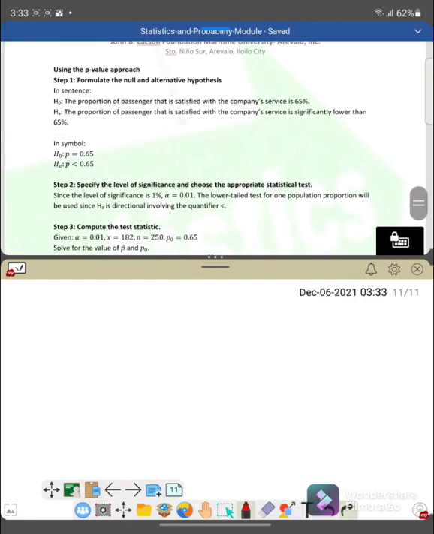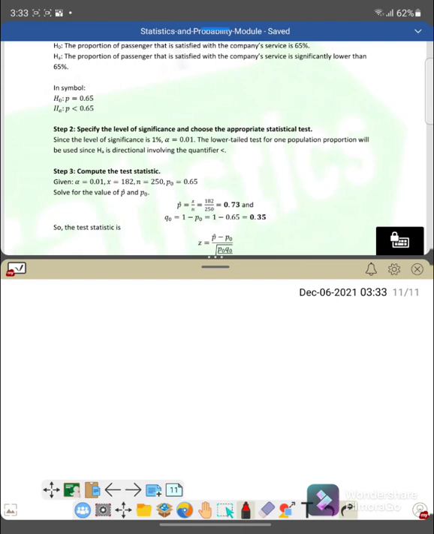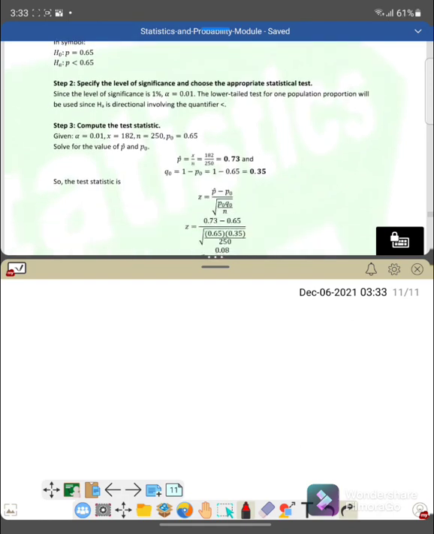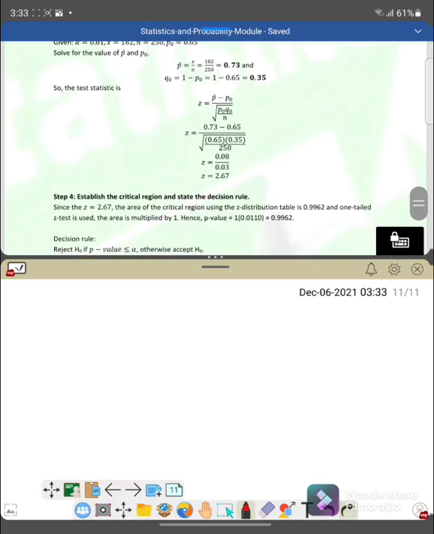Okay, so using your p-value, of course, same process. Step 1, same. For step 2, we have 0.01. For step 3, this is where it differs. We still need to compute the z value. That's 2.67.